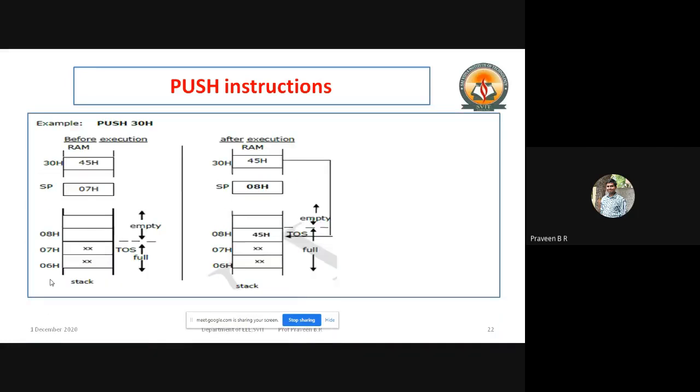Whenever I'm talking about PUSH 30H, it goes to the 30H memory location. The data present in 30H is 45H. 45H will be moved to the stack. Before it goes to the stack, it is going to increment the stack pointer. If I say the stack pointer is 07, it increments the stack pointer to 08. It stores 45 in 08. So this is called the push instruction.